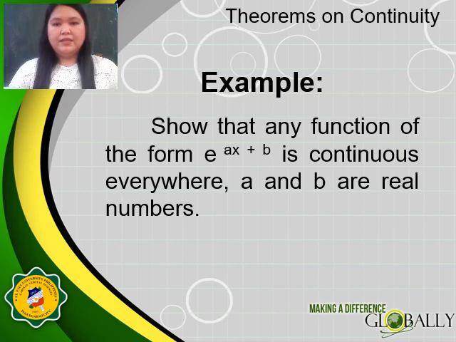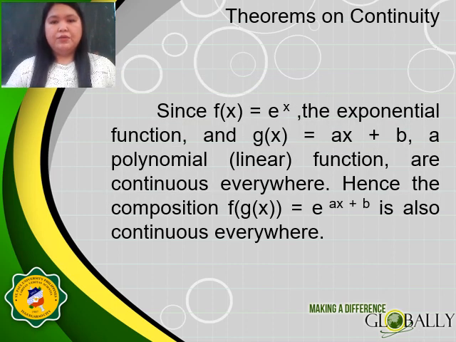Now let us apply this theorem as we solve this problem. We have to show that any function of the form e raised to ax plus b is continuous everywhere, where a and b are real numbers. Okay, so the function in our example is an exponential of the form e raised to x and is a function that is continuous everywhere. And then we have our g of x, the second function, ax plus b, which is a polynomial or a linear function, which is also continuous everywhere.